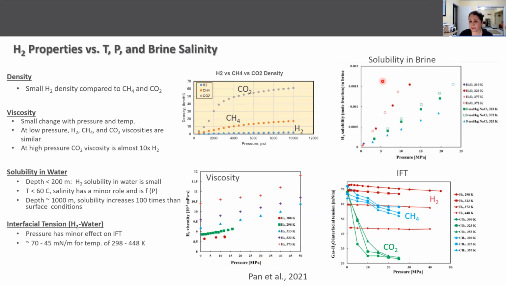Solubility in brine versus pressure is relatively small, not as much as what we have for CO2, but we need to consider that because that solubility may promote some reactions with the minerals. Interfacial tension is much higher than other gases with water. So hydrogen is up here, this is methane, and this is CO2. So in a way, almost immiscible. And changing the temperature and pressure really doesn't change the interfacial tension significantly.